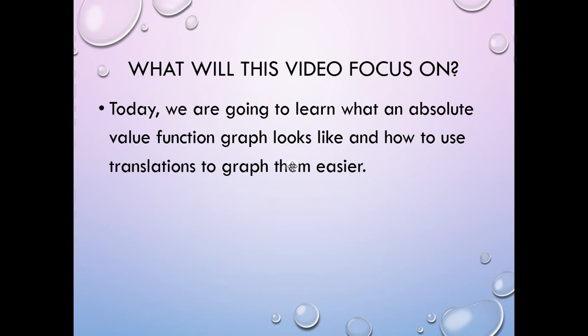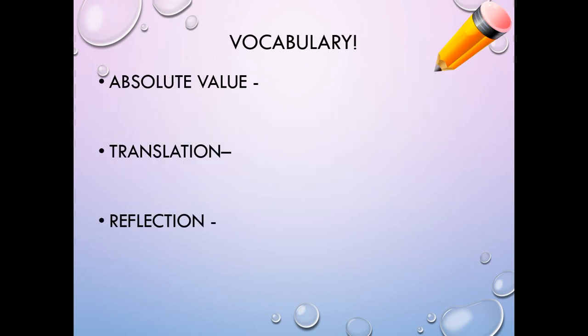lot easier. Now, if you remember when we first did absolute value graphs, we had to make a table, and then we had to figure that out. This is going to be a lot easier than plugging in numbers. Okay, so first things that we're going to want to look at is some vocabulary.